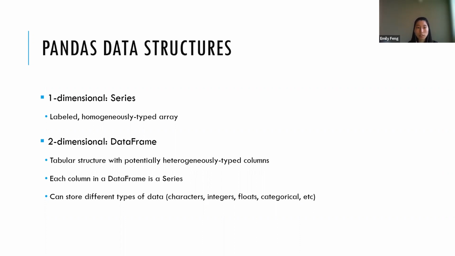But the more useful and important one is the two-dimensional one called data frame. This is a tabular structure with potentially heterogeneously typed columns, and each column in the data frame is a series. So that's how they're related. You can think of the data frame as a container for multiple series, and it can store different types of data. Some of the types include characters, integers, floating point values, or even categorical data, and many more.